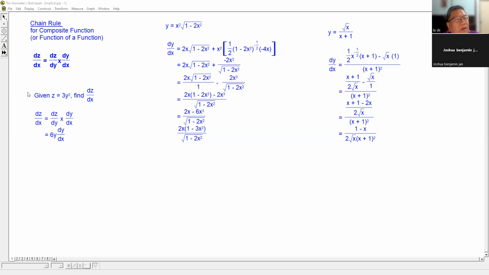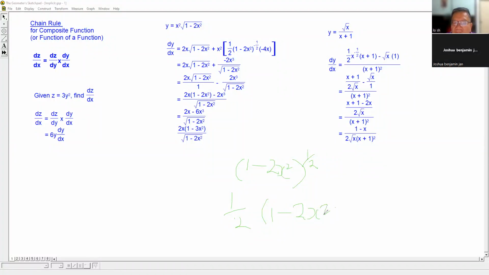it's actually 1 minus 2x squared to the power of half. Square root means to the power half. Now, when you want to differentiate this function, you use the function of a function. So when you use function, the half you put in front. Then 1 minus 2x squared.